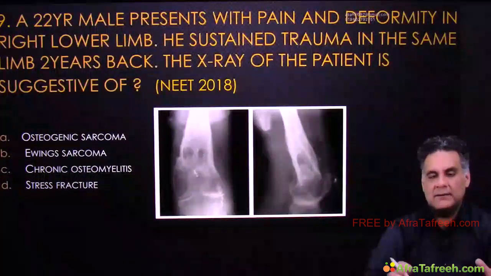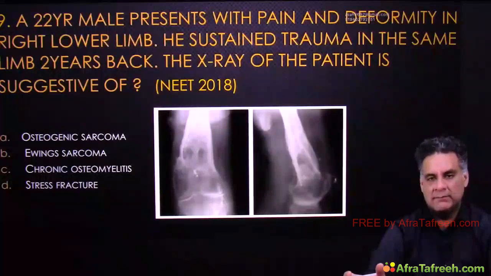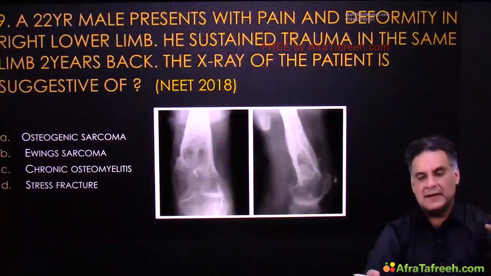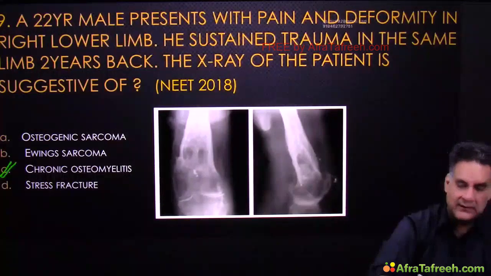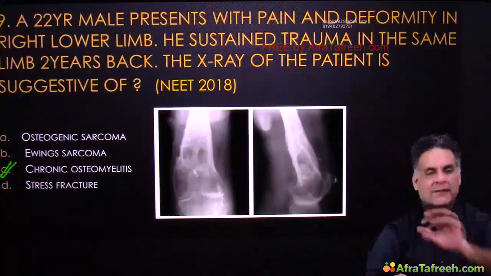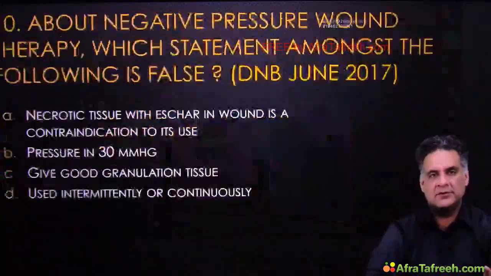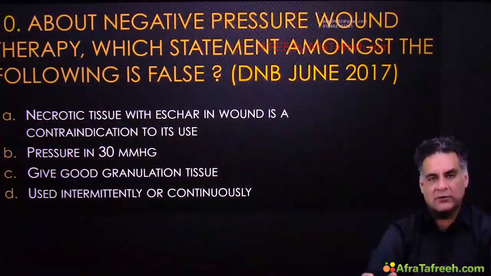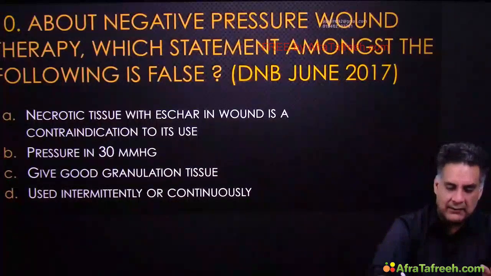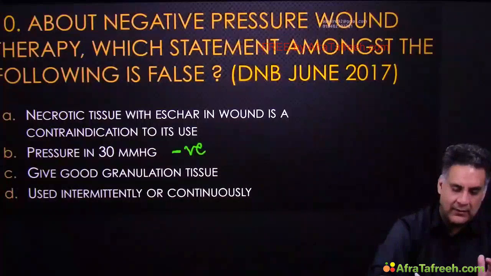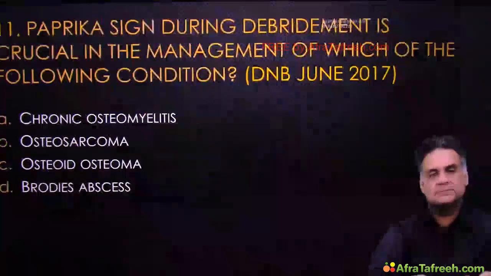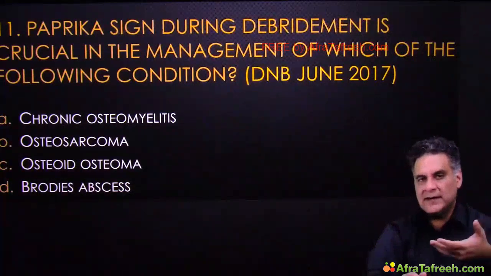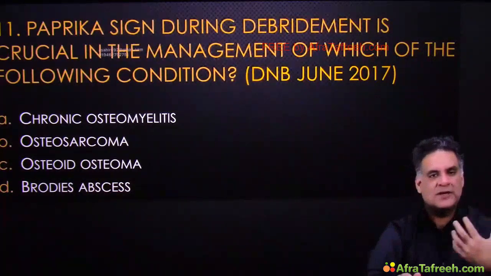A 22-year-old male presents with pain and deformity of the right lower limb. He sustained a trauma. X-ray suggestive, deformed lytic cavities, chronic osteomyelitis. In our country, everything is related to trauma, so you should not be bothered. Negative pressure wound therapy, which of the following is false? Pressure can't be positive, it has to be negative. So B is false. Paprika sign, remember, removing the dead bone, bleeding bone is crucial in the management of which condition?